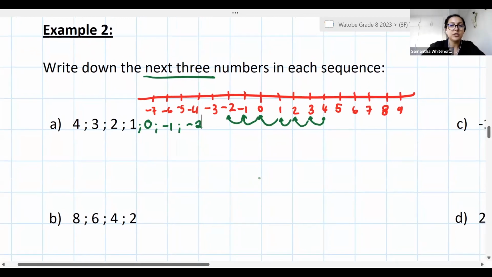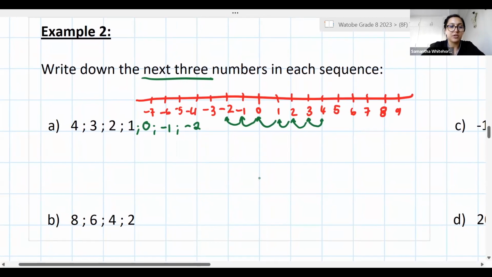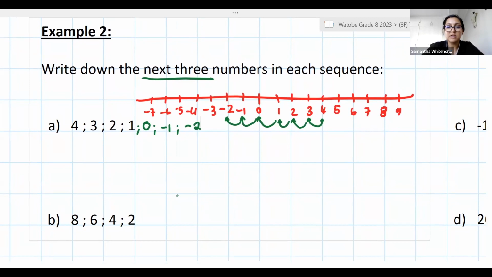Alrighty, guys. So what I want you to do is try question B for me. So you've got the pattern 8, 6, 4, 2. I want the next 3 numbers. Remember, figure out what your pattern is. Figure out what you're doing to get from one term to the next. And remember, I only want the next 3 numbers.